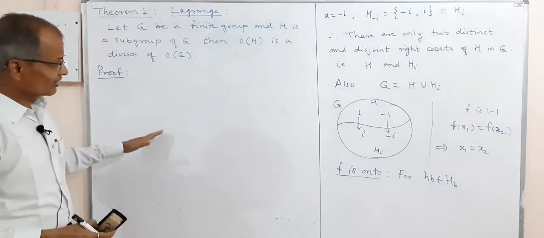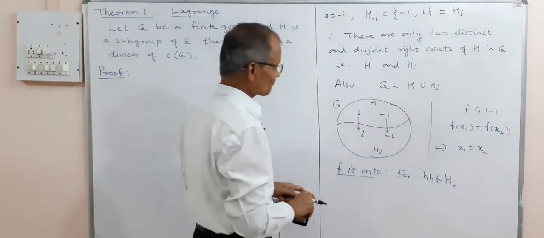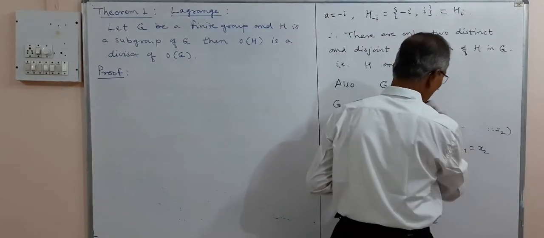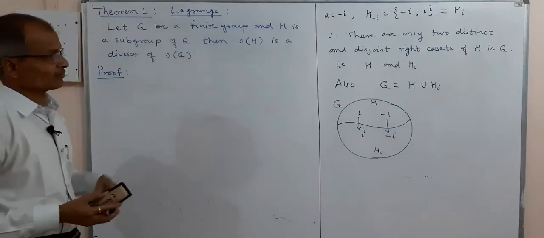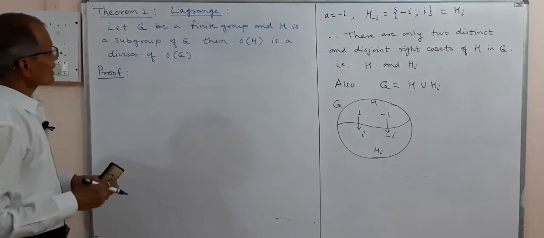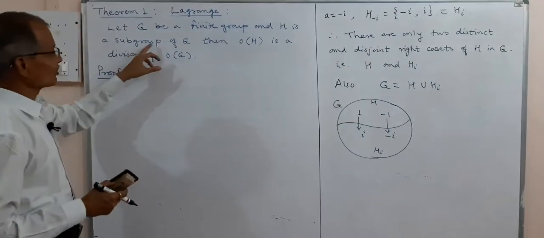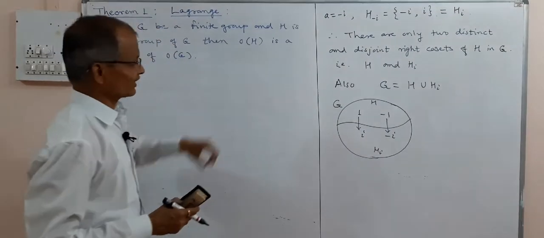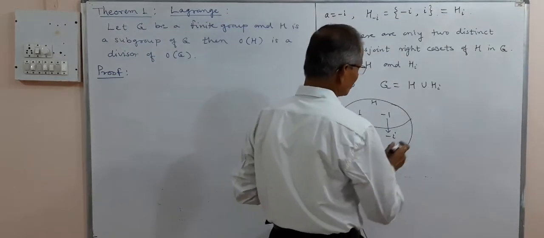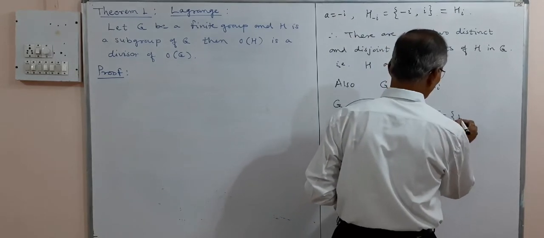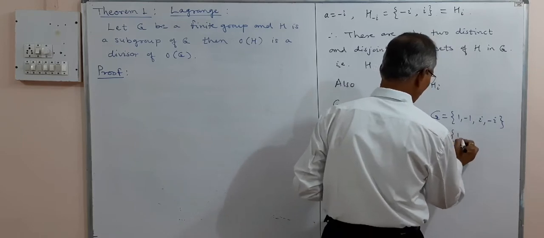Earlier we have considered that there is a one-to-one correspondence between any two right cosets, and this is the example we have seen. Now we shall see the meaning of the theorem in terms of this example. G is a finite group, here also G is finite, and H is a subgroup of G, and then the order of H divides the order of G. So what is the group G here? G is 1, minus 1, i, minus i, and what is H? That is 1, minus 1.